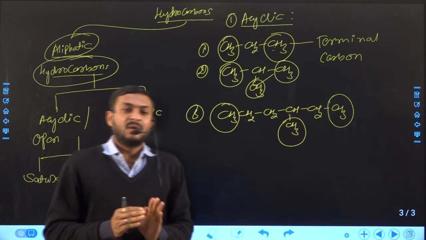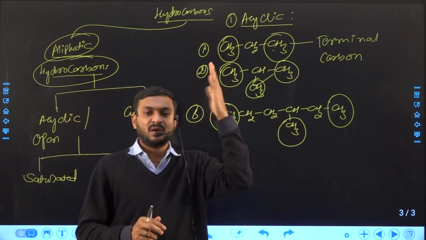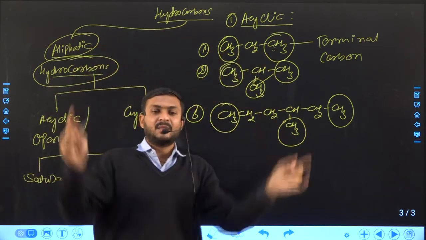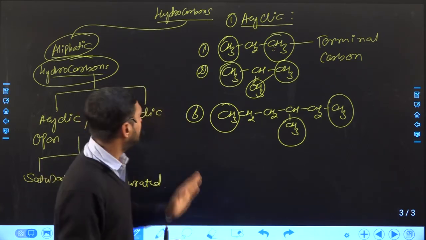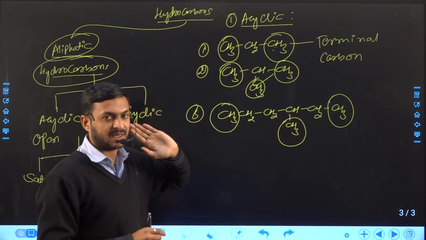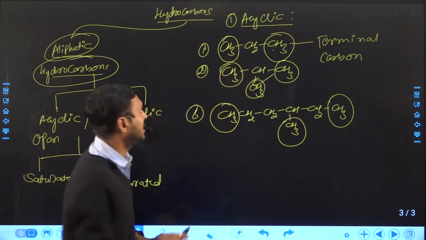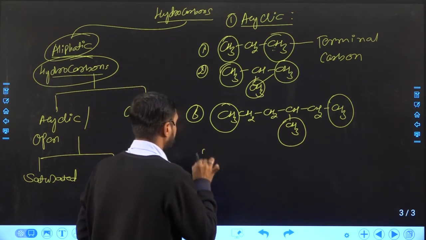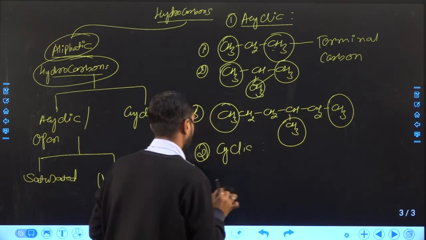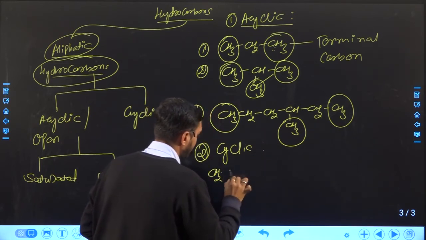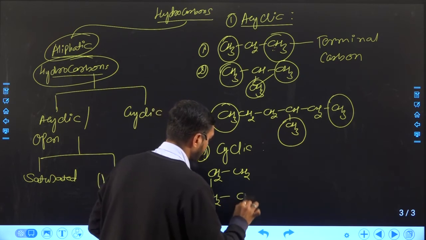But in the case of a cyclic compound, a terminal carbon is not present. That means all carbons are attached with each other. So if a terminal carbon is present, the compound is known as acyclic. Suppose we take an example of a cyclic compound. So here you can see, in this compound.